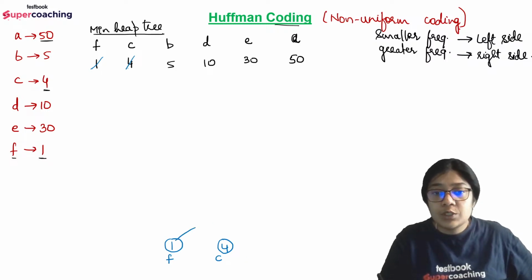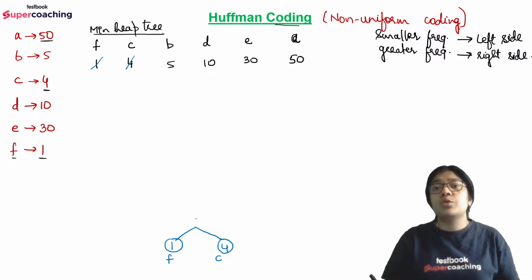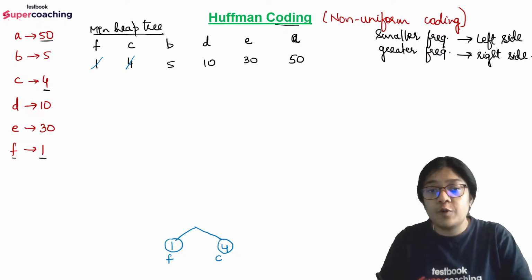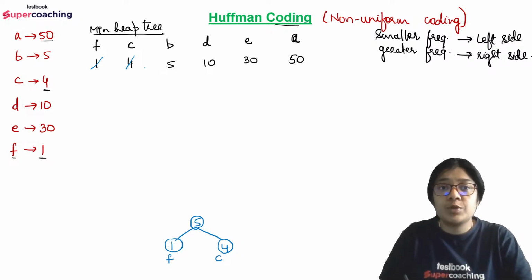Now merge it, because we are constructing a binary tree. Binary tree means 2 nodes will be merged into a single node. 2 nodes will be having the same parent. So take the sum. 4 plus 1 is 5. This comes out to be 5. So whatever value you are getting, push it into the min heap tree.